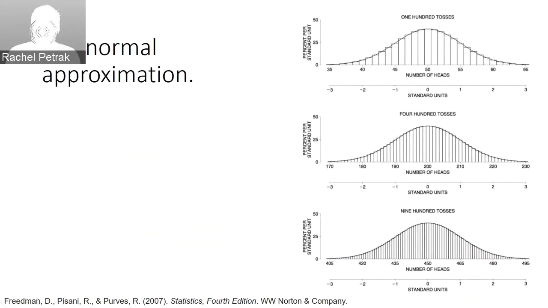Now we can see, comparing the number of tosses for 100, 400, and 900, the histograms for various numbers of tosses. And as you can see, the more tosses we have, the more trials in our sample, the better and better the normal approximation in the histogram.